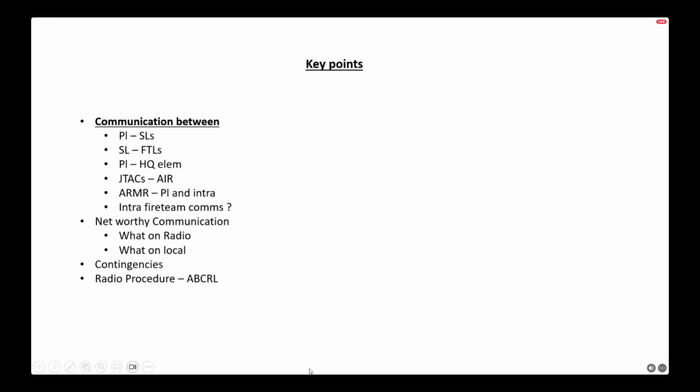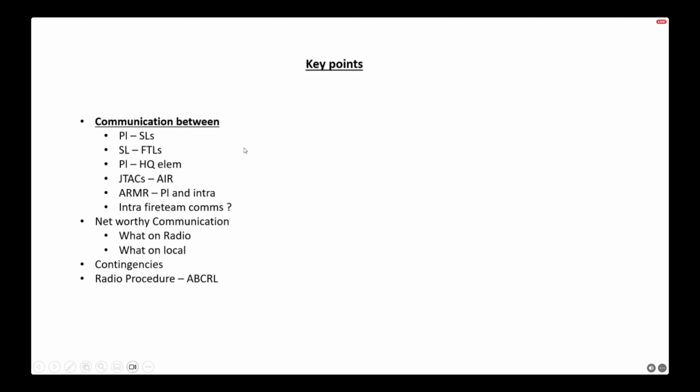So moving on to the last few key points about radio communication. Understand first of all what the radio should be used for. Should you be using the radio to communicate to a guy next to you? Yes or no? Anyone?